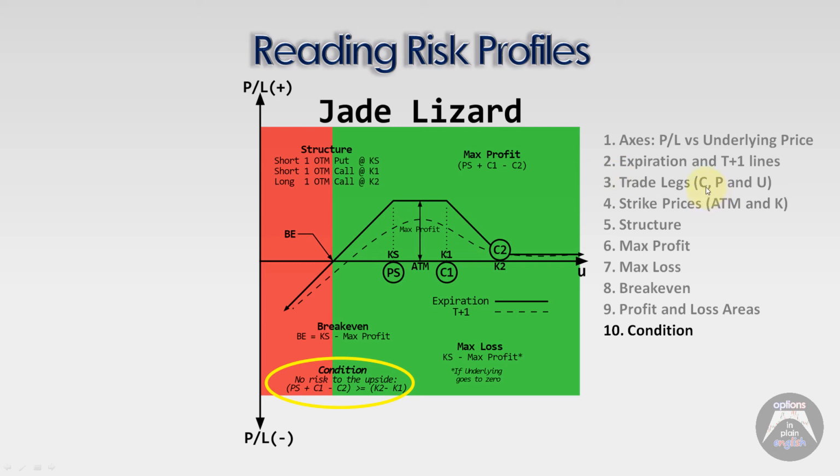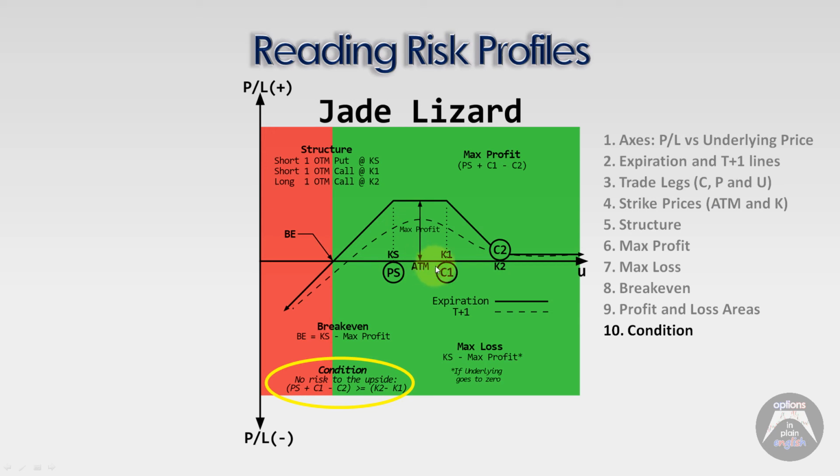Trade legs: calls, puts, and underlying. In this case, for example, we have both puts and calls, but we don't have any stock. So now we know that we need to put on this position by selling this put, PS, at strike price KS, selling this call, C1, at strike price K1, and then buying this C2 call at strike price K2. So those are the strike prices. Here's the at the money, where the price is right now.